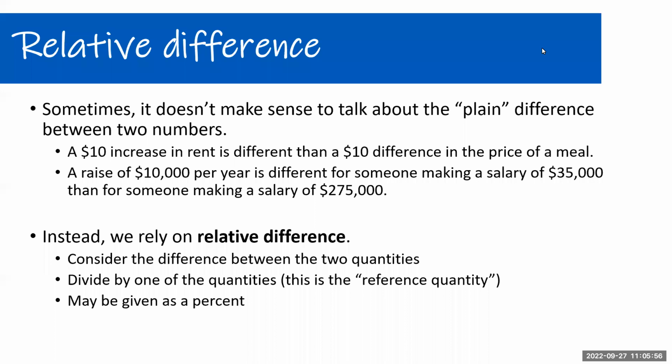So instead of comparing that raw number, that absolute difference, we are going to rely on something called relative difference. And in this case, we're going to consider the difference between the two quantities, and then we're going to divide by the reference quantity, which is going to be picked as one of the quantities. And most often, we're going to give this as a percent. So instead of just relative difference, we're talking about the percent of difference. Okay, so we're going to look at the difference, the absolute raw difference, okay?